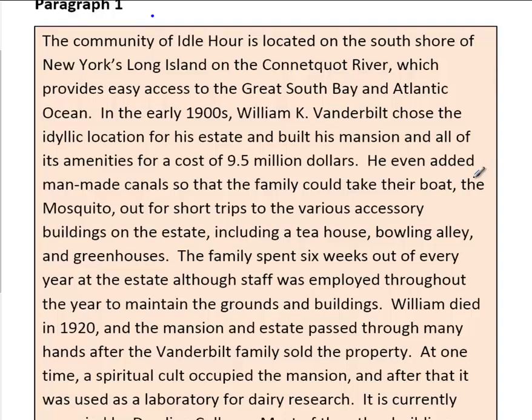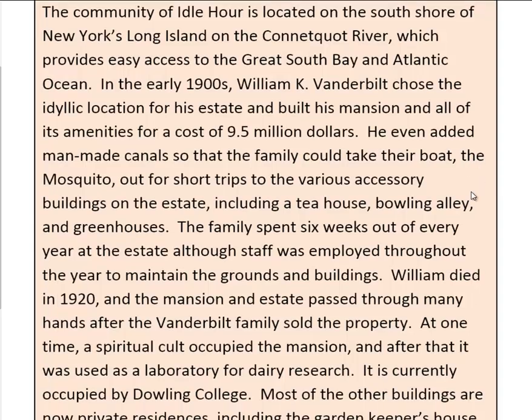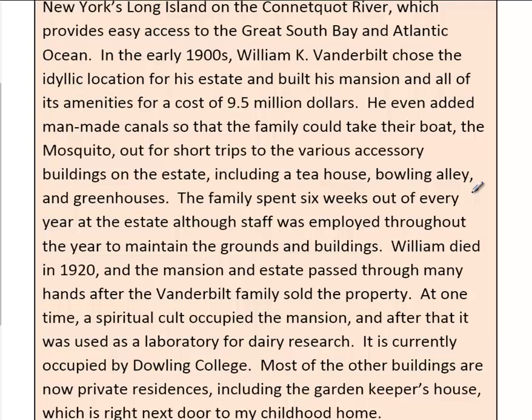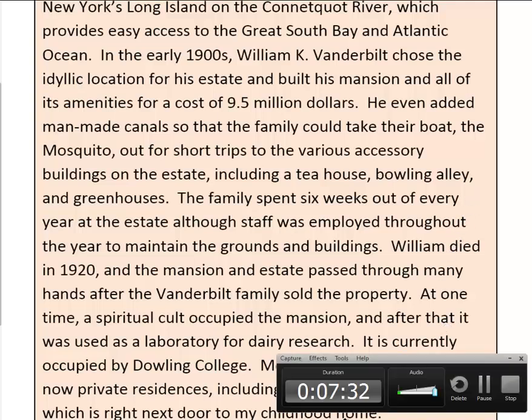William died in 1920, and the mansion and estate passed through many hands after the Vanderbilt family sold the property. At one time, a spiritual cult occupied the mansion, and after that it was used as a laboratory for dairy research. It is currently occupied by Dowling College. Most of the other buildings are now private residences, including the Garden Keeper's house, which is right next door to my childhood home.